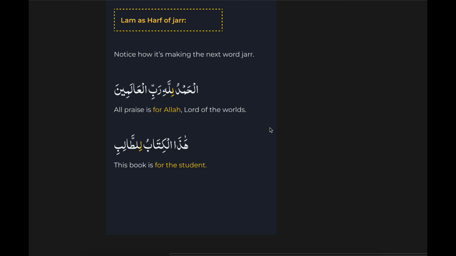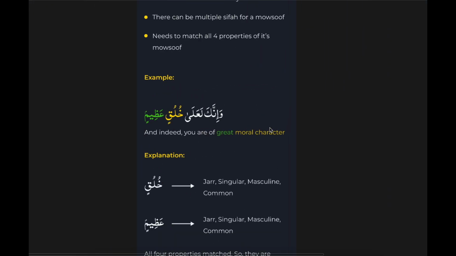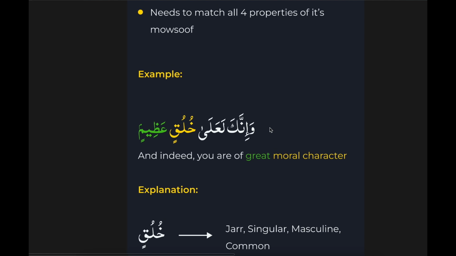Let me show you one more example from the previous lessons. If you remember when we studied mawsuf sifa in this lesson, here ala means upon, and lam was emphasizing the meaning and it became truly upon. Wa innaka la'ala, and certainly you are truly upon khuluqin alim, great moral character. So lam here is just an emphasizer. How do I know that? Because I can see the next word is not jar. The next word is just another harf of jar or something else. So lam is working as an emphasizer.